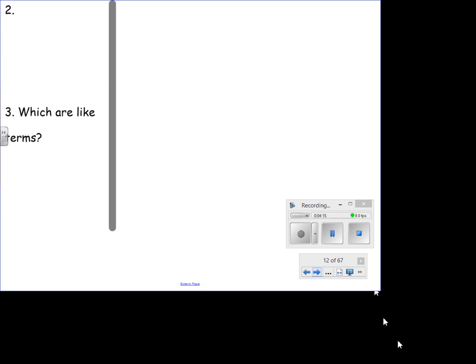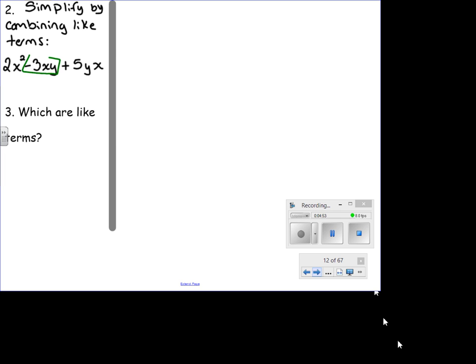Let's try another one. So again, we want to simplify by combining like terms. Make sure we have the directions written down so we know what we're doing. So simplify by combining like terms. On this one, let's look at 2x squared minus 3xy plus 5yx. Okay? So on this one, if you take a look at the terms, the only ones that have the exact same x's and y's are the negative 3xy and the positive 5yx.